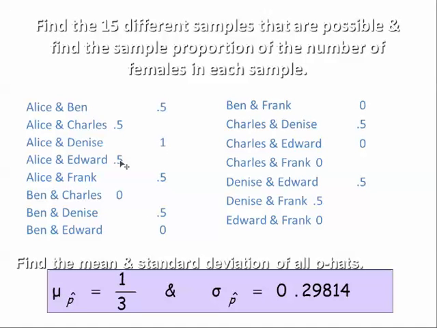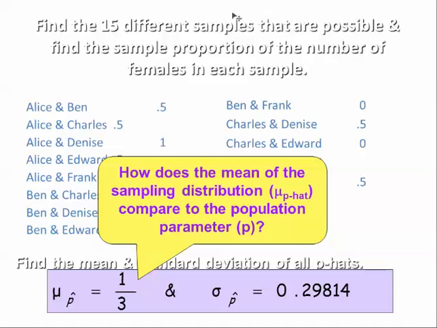So let's take all those and find the mean of all these proportions. Okay? And what do we get? Well, I think if you put them all together, you're going to get 1/3. And the standard deviation of these numbers, if you put them into the 1-variable statistics, you'll get 0.29814. That would be your standard deviation. So that's what we're talking about.